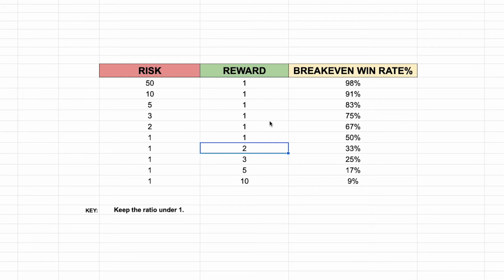You want to keep this ratio under 1, right? This is not realistic. Don't do this. This is not realistic. Don't do it. You're not going to do that. If you can do that, please give me a call and teach me how.